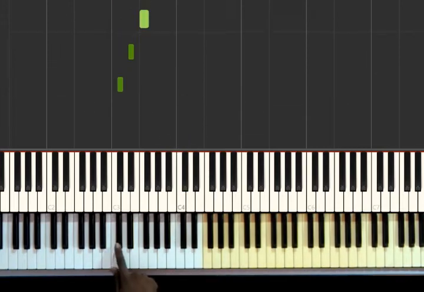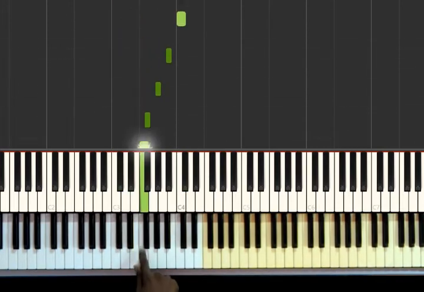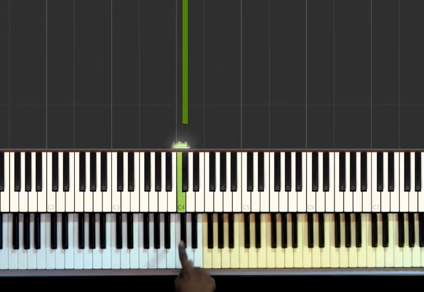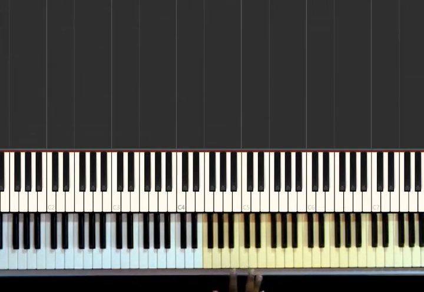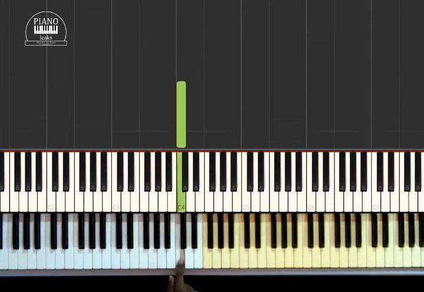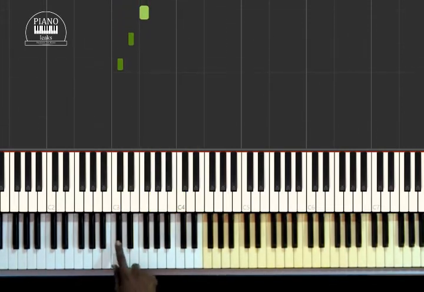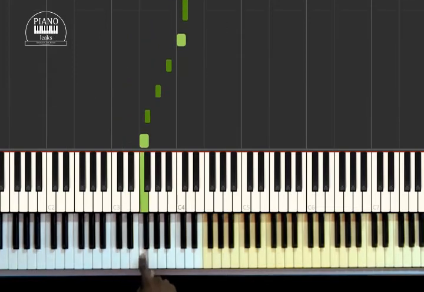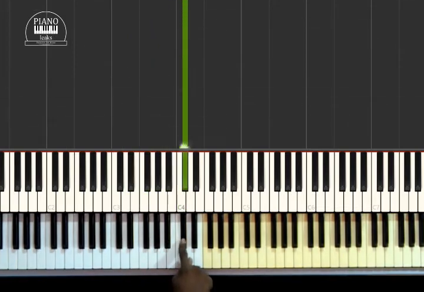So we have 1, 2, 3, 4, 5, 6, 7, 8. That is how to find the major scale in every key. So in the key of C, we had, in the key of C sharp, we had. Let's try one more, then you find the rest yourself.